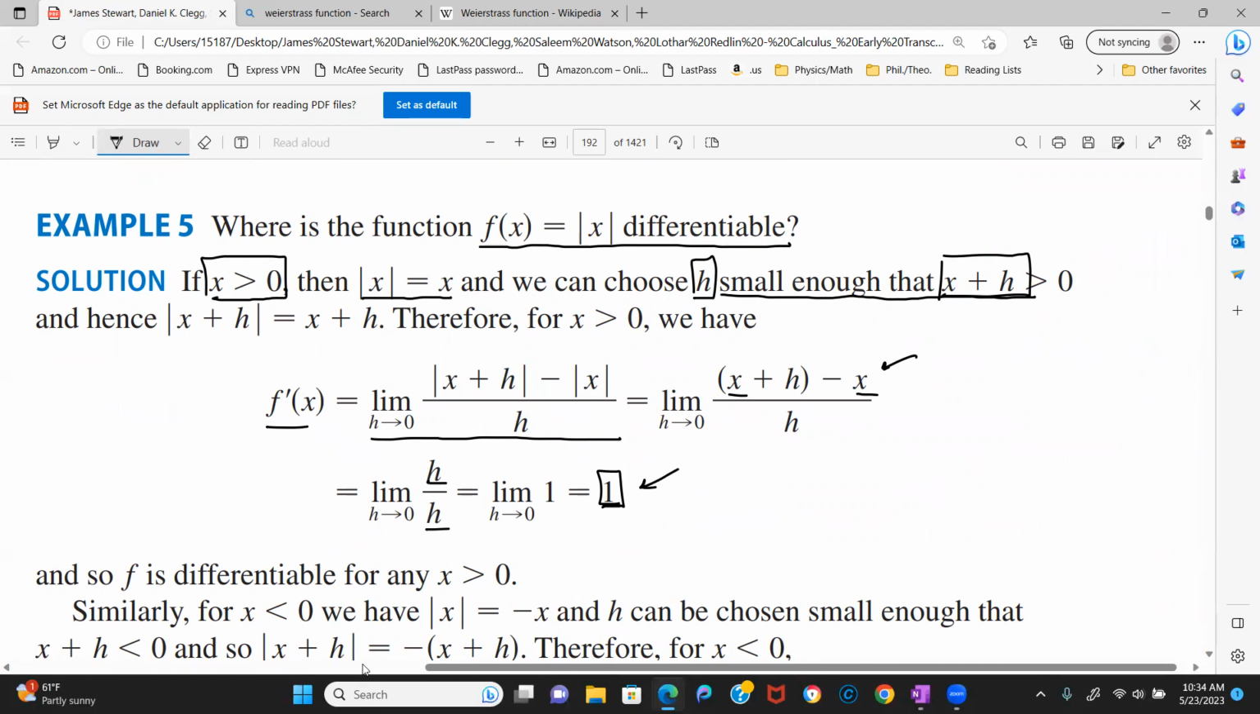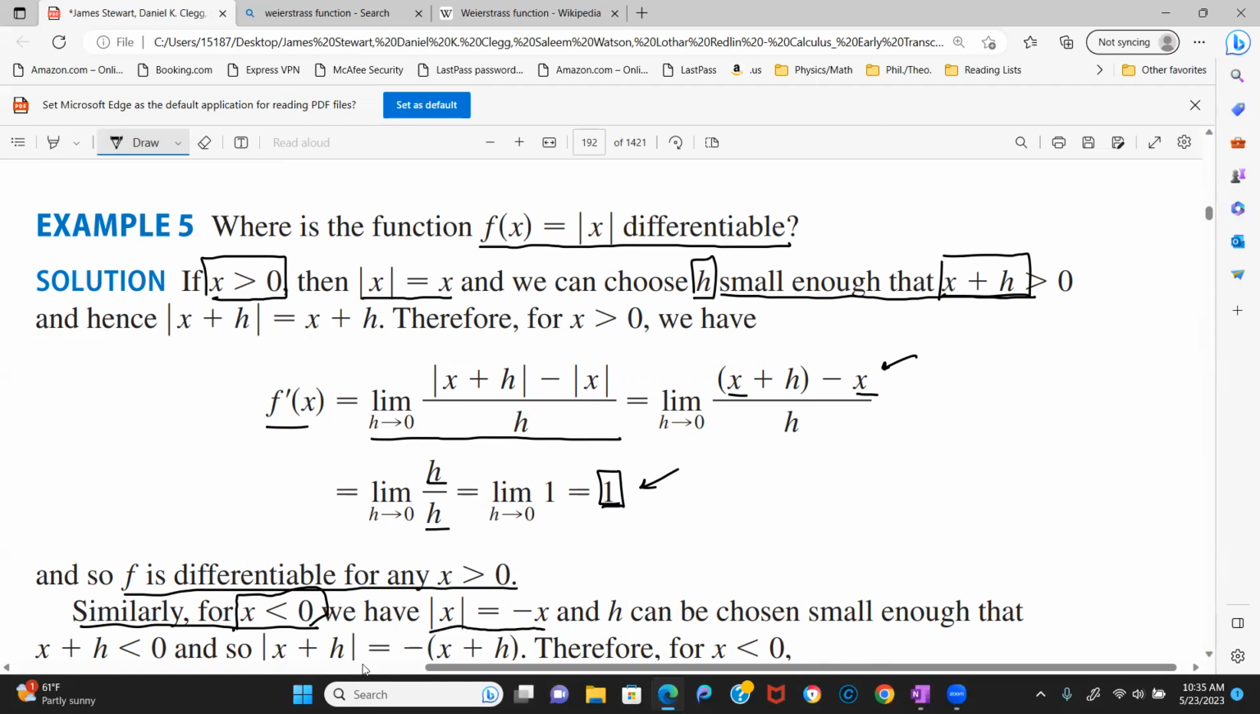So what does this show you actually? It shows you that f is differentiable for any x positive. So it's going to be differentiable at every positive number. And the same thing is going to be true for the negative numbers as well. So let's consider x negative now. We're going to show that f is differentiable even when x is negative. And what we're going to see in the process is that f is not differentiable at 0 though.